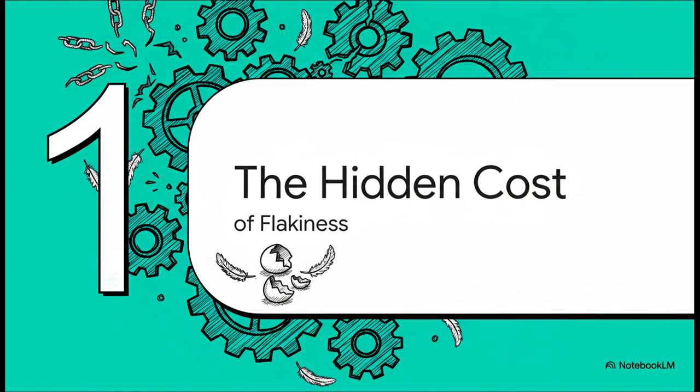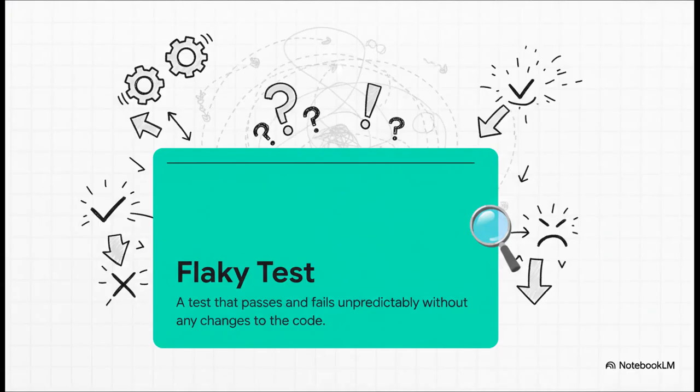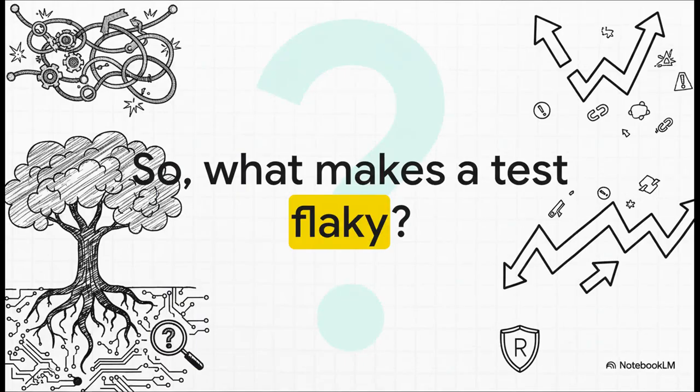What are we actually talking about when we say a test is flaky? Well, the definition is simple, but the reality is just maddening. A flaky test is one that passes, then fails, then passes again, even when absolutely nothing in the code has changed. It is the very definition of unreliable. So, what's the deal? What's the root cause here? Why are these tests so unpredictable?